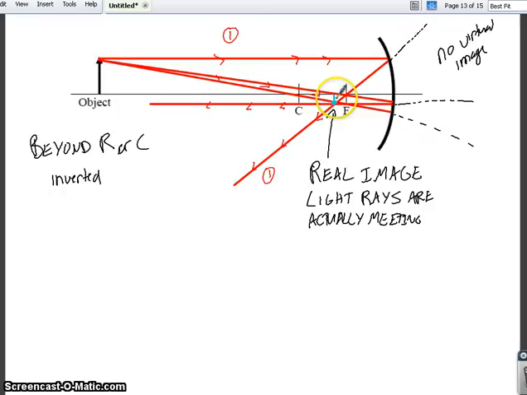Notice this is upside down, an inverted, smaller, real image. Okay? It is inverted, it is smaller than the object, and it's going to be a real image. So that's situation number 1. Now that we have these down, we can go a little bit faster.